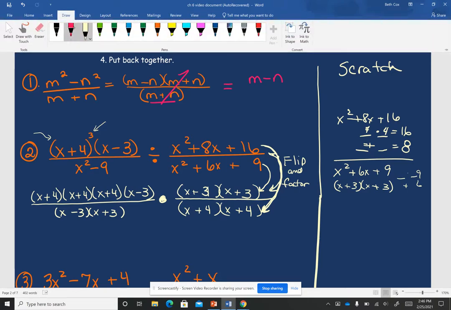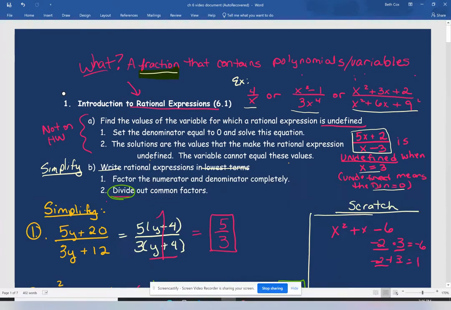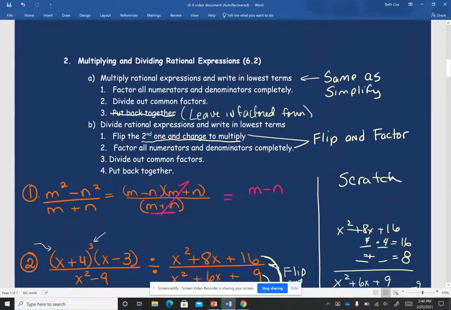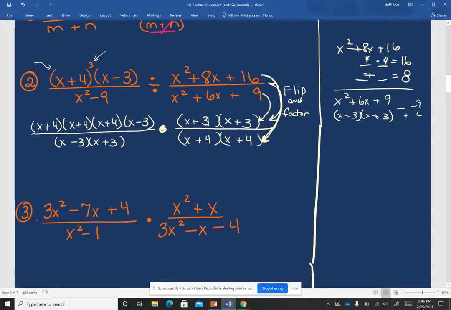Now here comes all the fun part. Sorry about that. I still haven't figured out why it does that to me. It's very frustrating. But here we go.